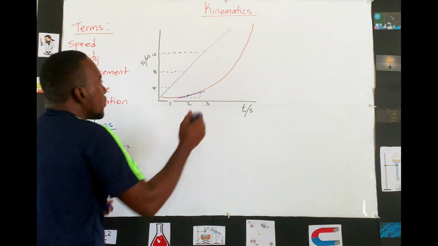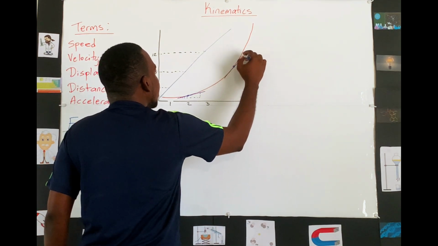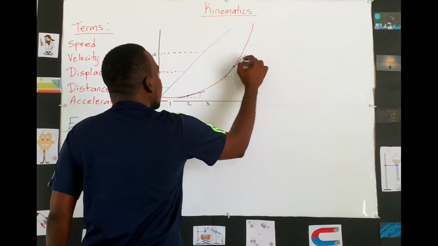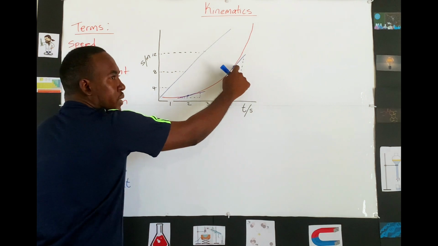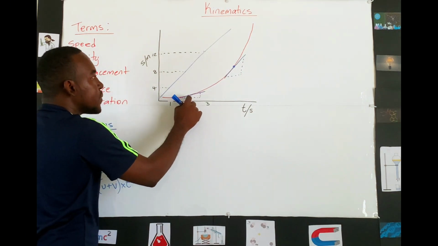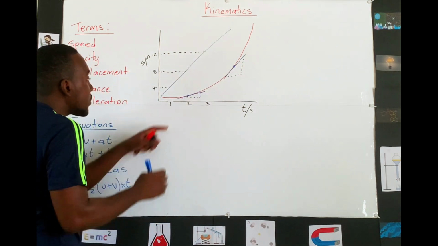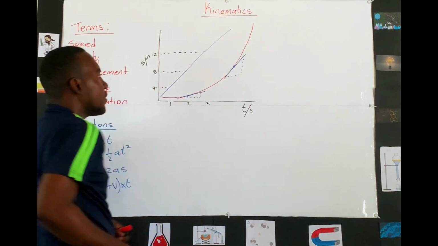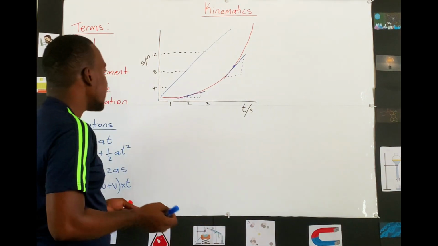And if we compare it to a point that's right here, draw a tangent there, find the gradient, it shows that this gradient is smaller than this one. So the object at this 2 seconds here had a smaller speed than when the object was here, right? And those points represent a term called instantaneous velocity or speed.